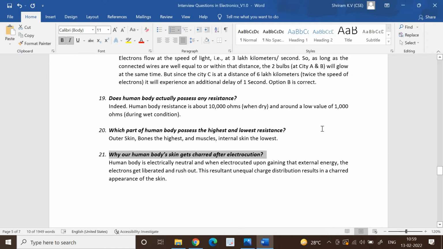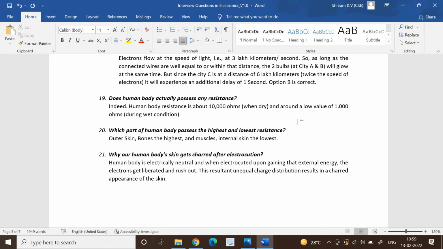Does the human body actually possess any resistance? Of course, yes. The human body has resistance and it is about 10,000 ohms when dry. And it has a low value of around 1000 ohms when wet. Remember, 2 cases are there. When it is dry, it is 10,000 ohms and when it is wet, it is 1000 ohms.